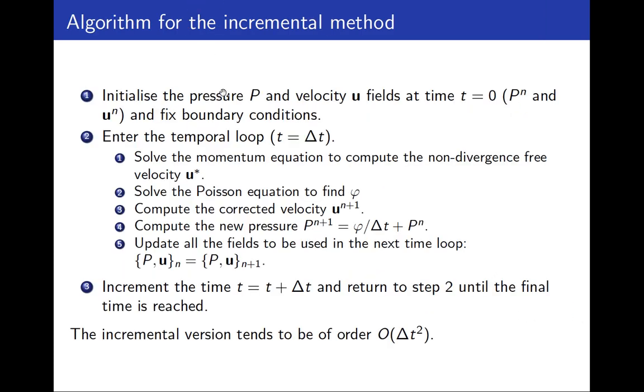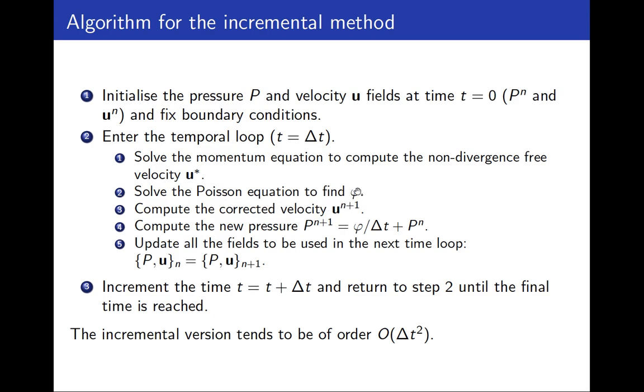So now the algorithm for the incremental method is the following. The first step to solve the Navier-Stokes equations is that we need to initialize the pressure and velocity fields at time t equal to 0. So we will assign values to Pn and Un, and then we will fix boundary conditions. Now we enter the temporal loop, and you can notice that this algorithm is very similar to the non-incremental version. The only difference is that we need to solve the Poisson equation to find phi.